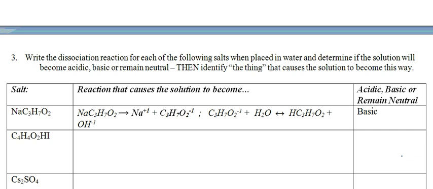Number 3 says, write the dissociation reaction for each of the following salts when placed in water and determine if the solution will become acidic, basic, or remain neutral. And then it says, then identify the thing that causes the solution to become this way. All right. So when we talk about the thing, we're talking about the ion, whether it's the nonmetal or the metal that causes it to become acidic or basic. If it remains neutral, there's no thing causing it to change, because water has a pH of 7.